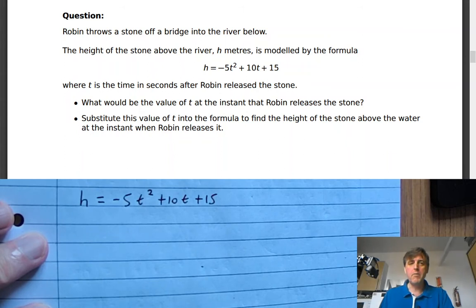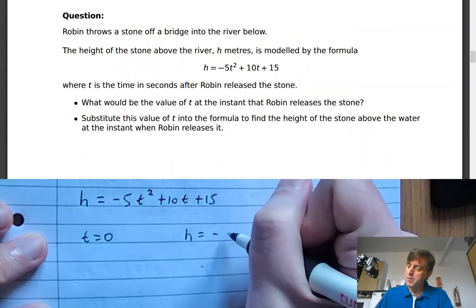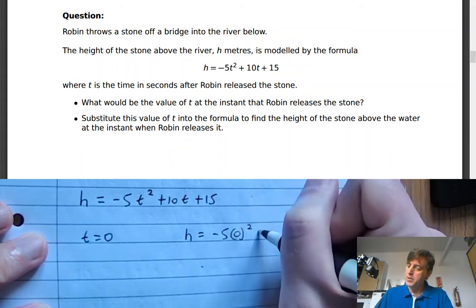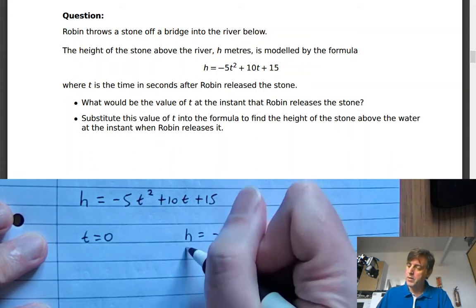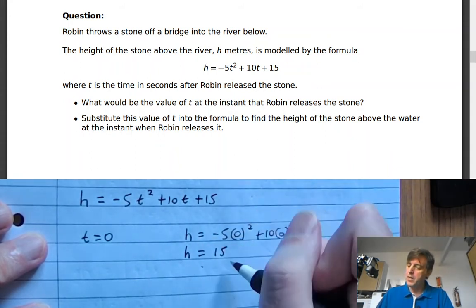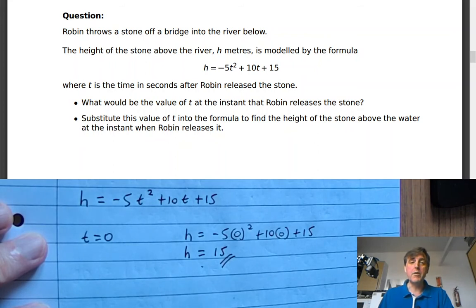So the first thing to answer for that is, what is the value of t when Robin released the stone? Well, we're told in the question that t is the time in seconds after Robin released the stone. So of course, no time has happened at the instant that he does release it, and so t must equal 0. Substituting that in, we end up with -5 times 0 squared plus 10 times 0 plus 15 is our value for h. So therefore, at the instant that the stone is released, h must be 15, and so Robin must have released it at a height of 15 meters above the river.